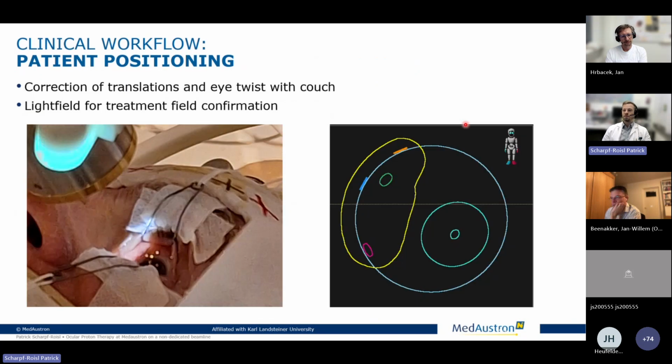At the end, when we corrected for the translation and twist with the couch, we then have a light field for the treatment field confirmation, which we compare to the printed out light field, and there we also check whether the eyelid retractors are in field or we should further pull the eyelids to get them out of the treatment field.